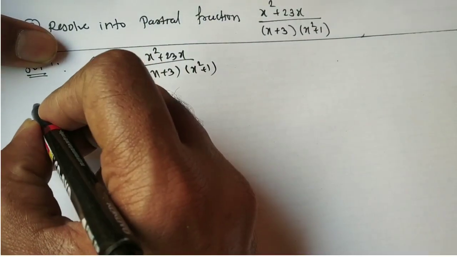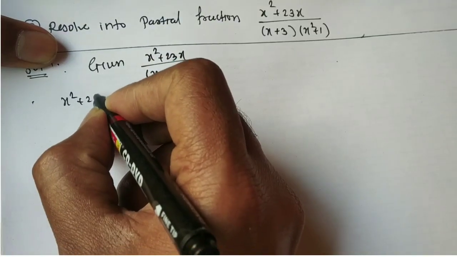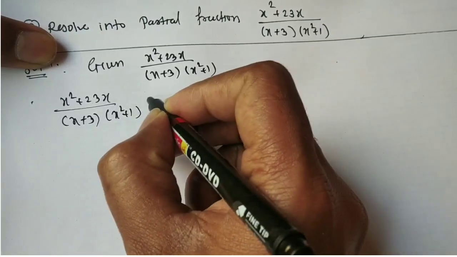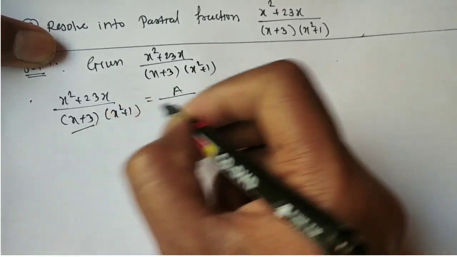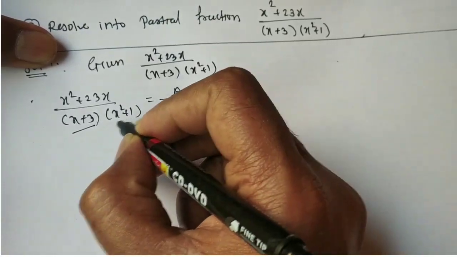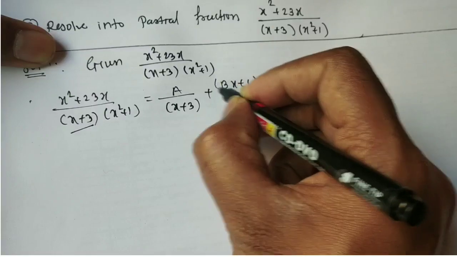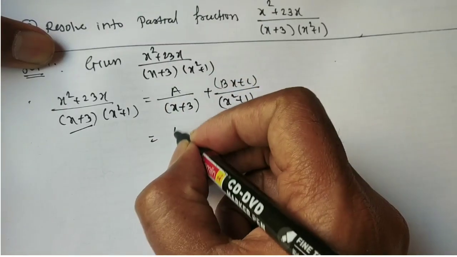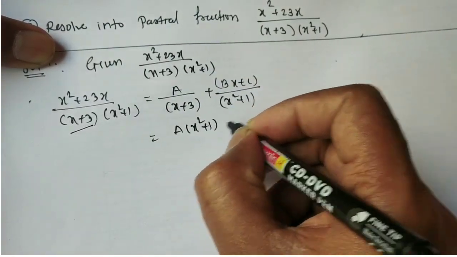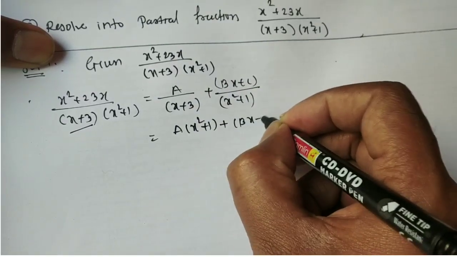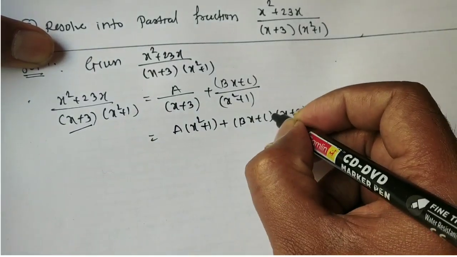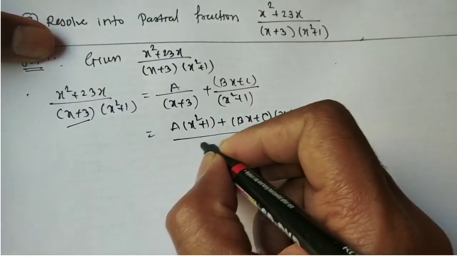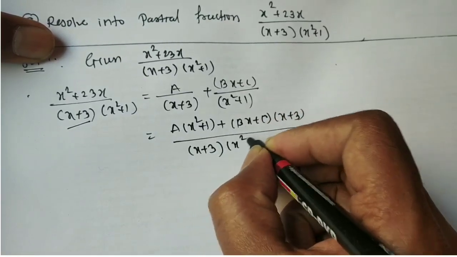Okay, same method we will follow. So given is x square plus 23x divided by x plus 3 and x square plus 1, which is equal to a divided by first term, which is x plus 3, plus this is quadratic, so write bx plus c divided by x square plus 1. Now cross multiply it, so a into x square plus 1 plus bx plus c into x plus 3. Correct? So now divided by x plus 3 into x square plus 1.